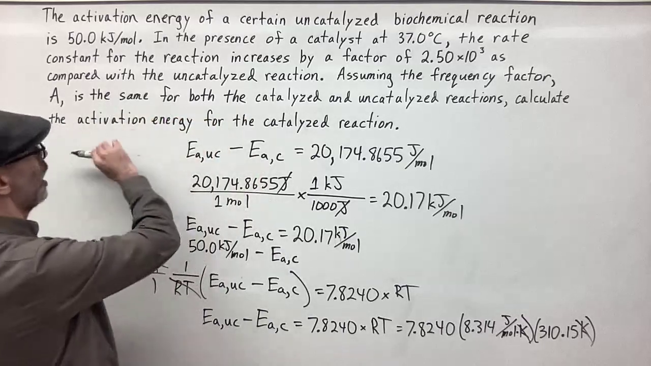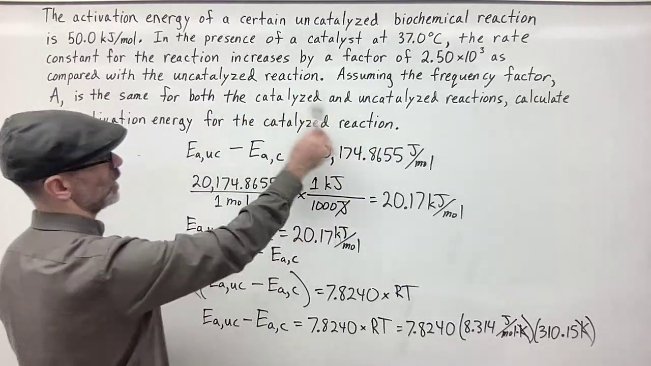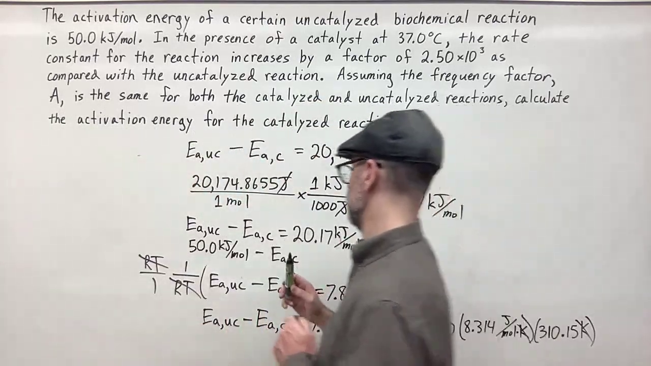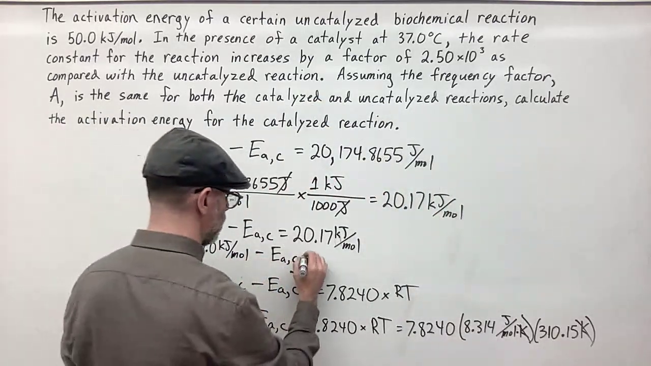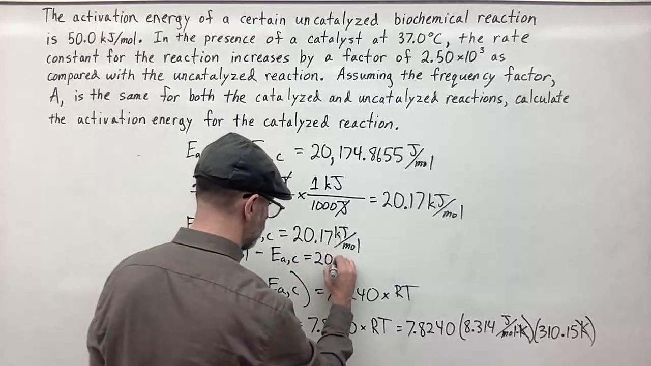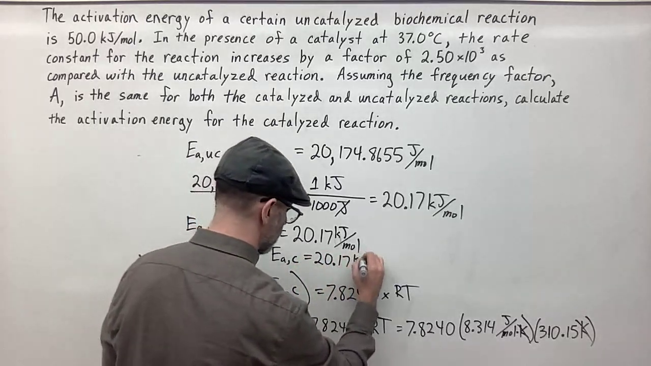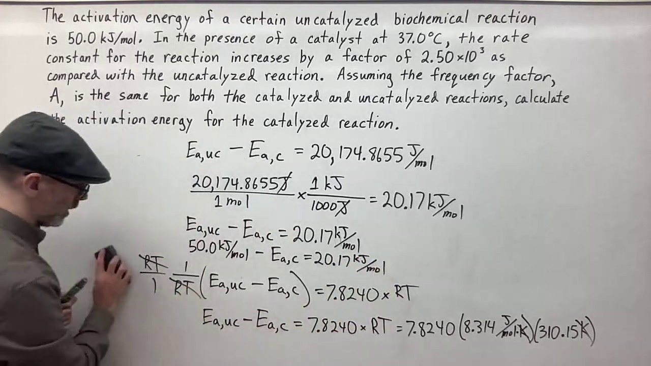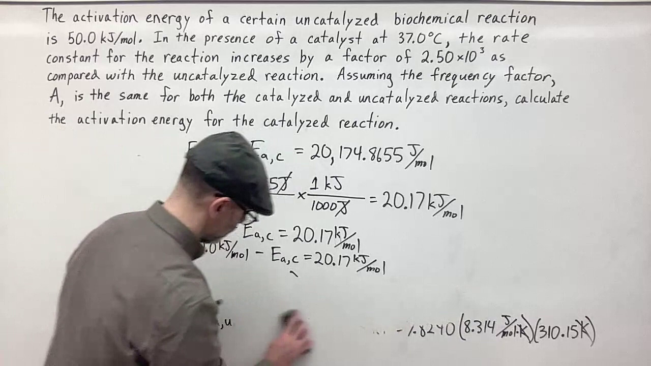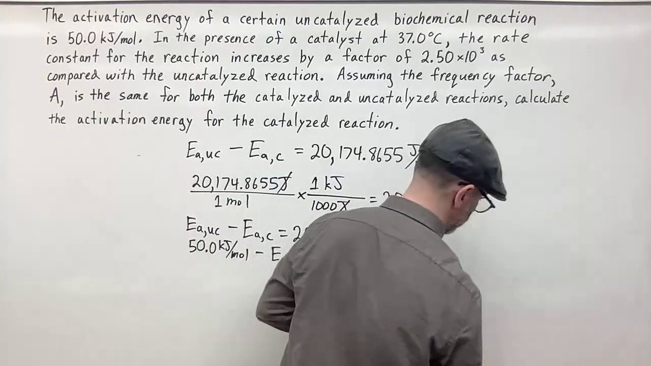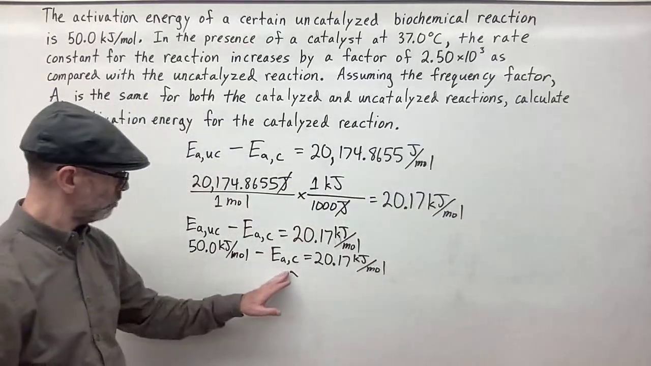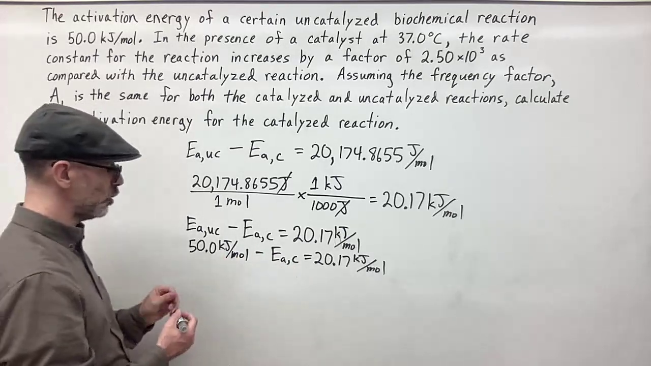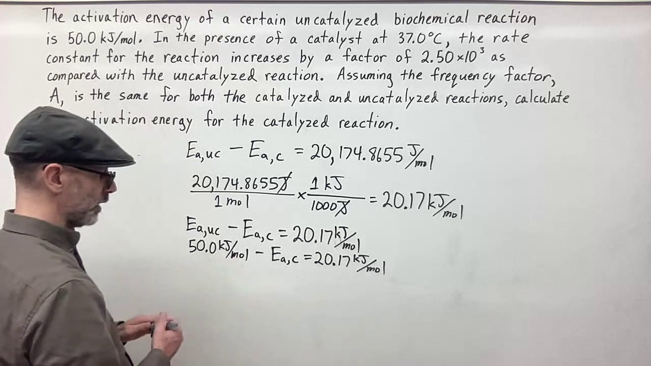So we're asked, assuming the frequency, calculate the activation energy for the catalyzed reaction. So that's what we have here, and that's going to be equal to 20.17 kilojoules per mole. And let's go ahead and erase this to give us our room for the final step. So now I have this equation. So now all I need to do is manipulate the equation.